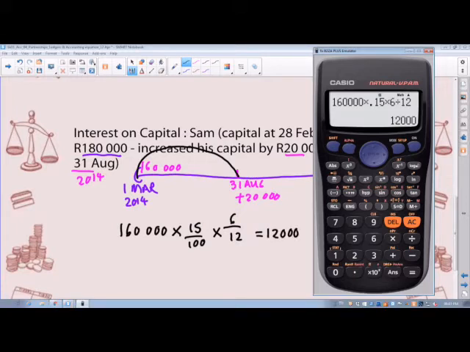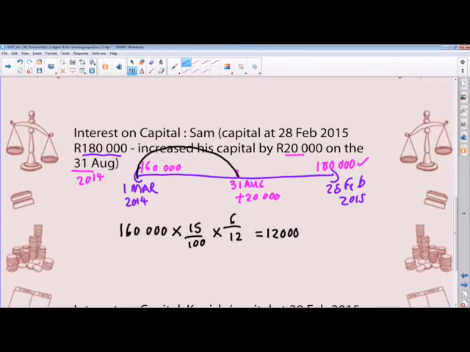Okay, right, let's now look at the second half of the year. The second half of the year, guys, this is now straightforward. So the second half of the year, 31st of August until the end of February, another 6 months. Remember, his capital now increased to 180,000. Okay, so on 180,000 times 15% times 6/12, and that should give us an amount of, so let's again get the calculator out.